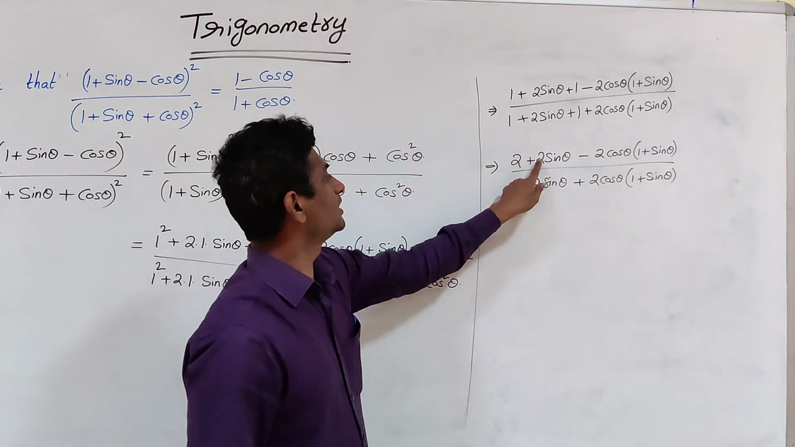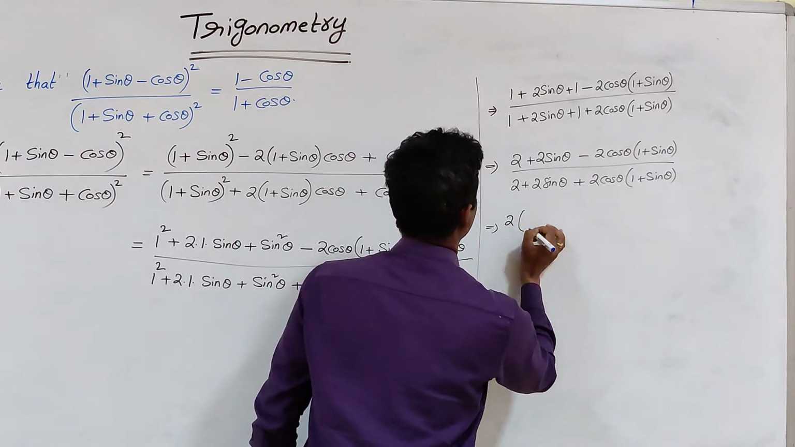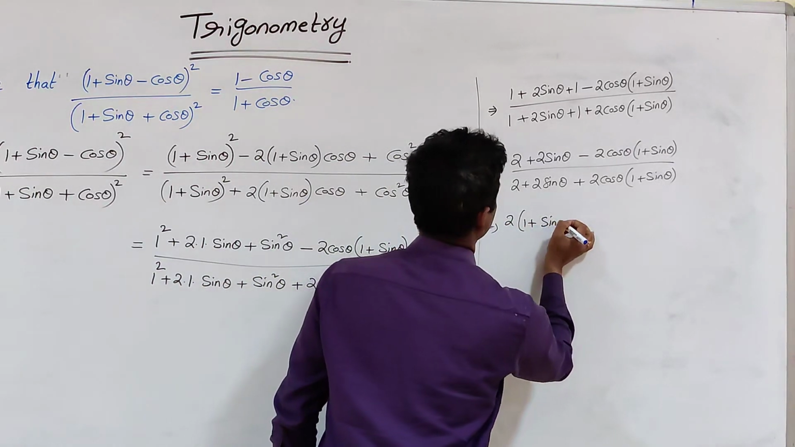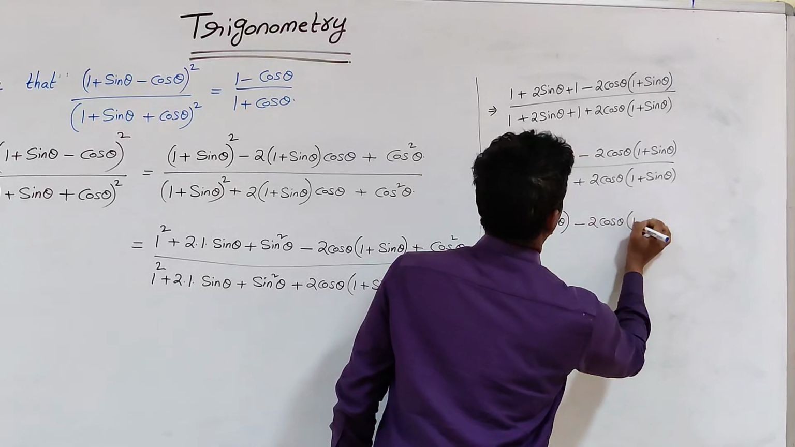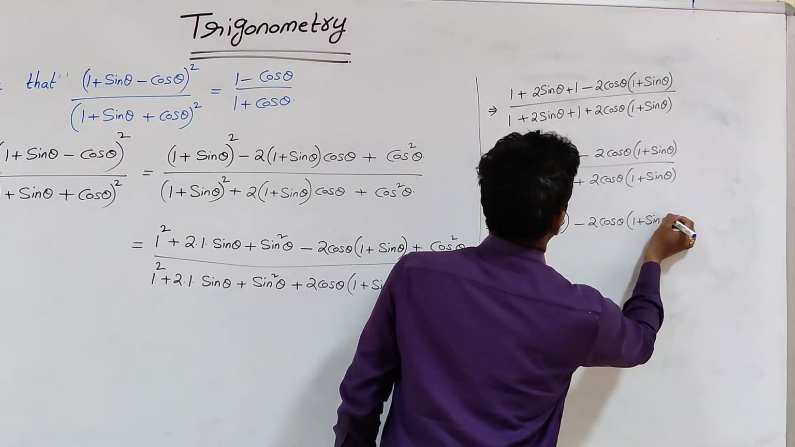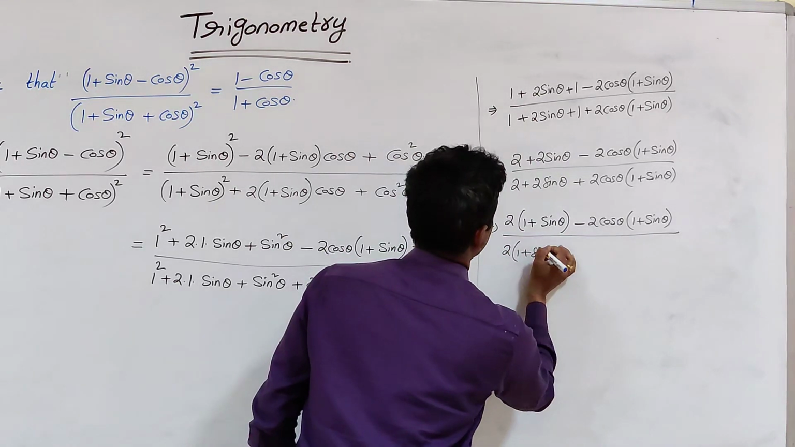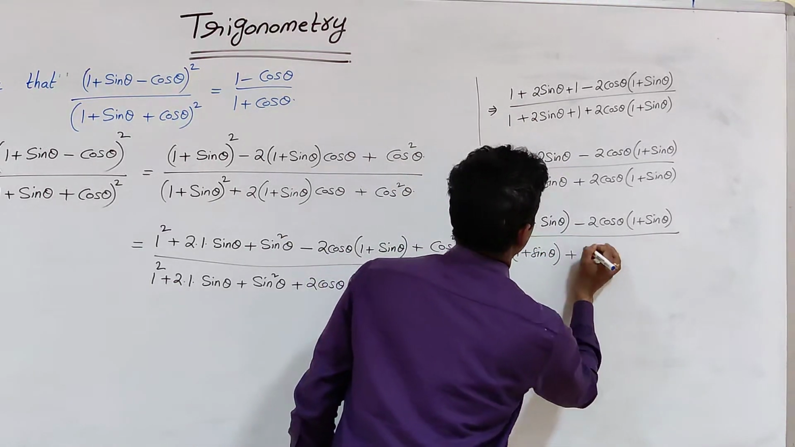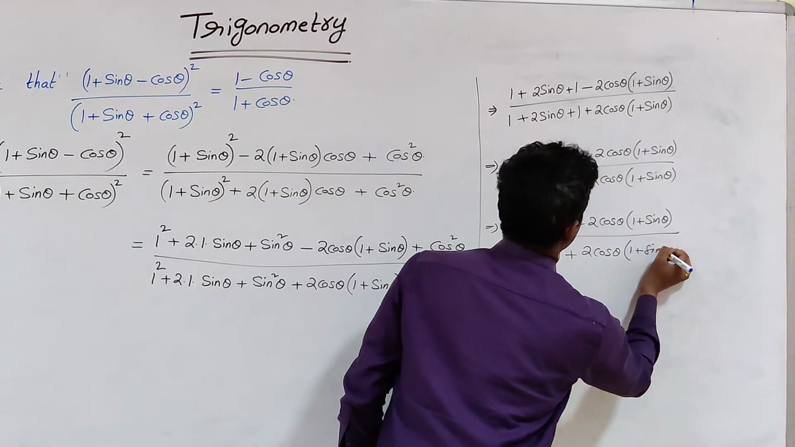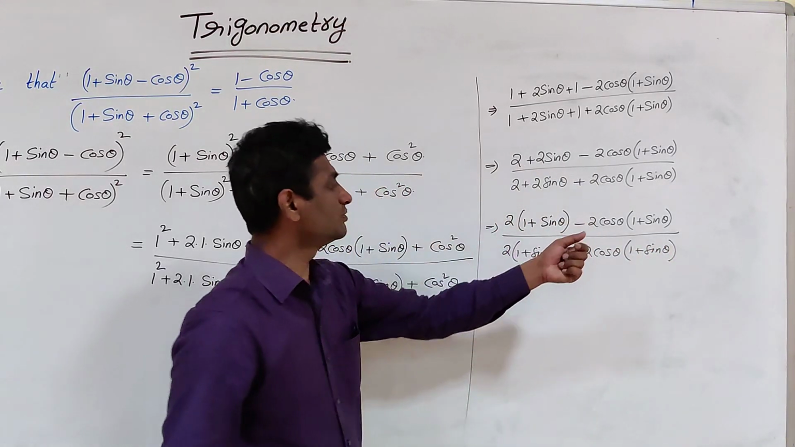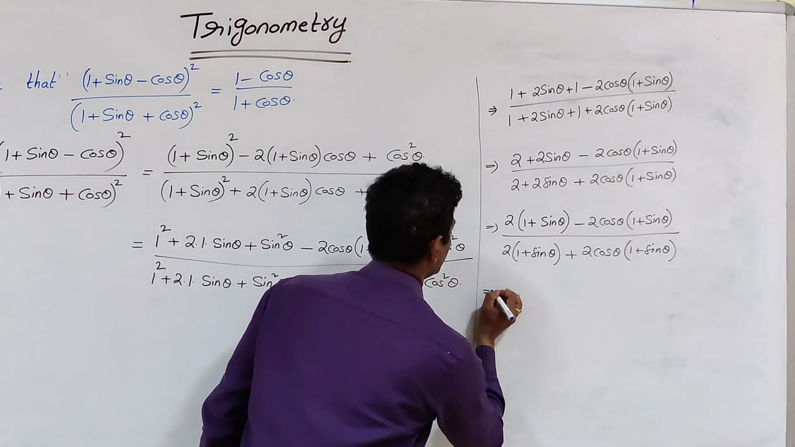So from 2 plus 2 sin theta we can take 2 out. So 2 common, 2 times (1 plus sin theta) minus 2 cos theta into (1 plus sin theta), by 2 times (1 plus sin theta) plus 2 cos theta into (1 plus sin theta). So in each term 1 plus sin theta and 2 are common, so we can take them out.